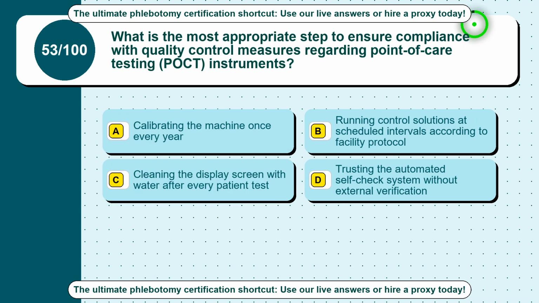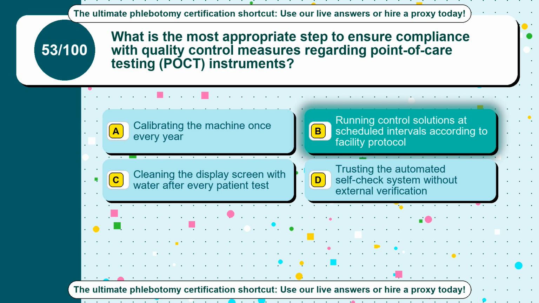Question 53. What is the most appropriate step to ensure compliance with quality control measures regarding point-of-care testing POCT instruments? Option A, calibrating the machine once every year. Option B, running control solutions at scheduled intervals according to facility protocol. Option C, cleaning the display screen with water after every patient test. Option D, trusting the automated self-check system without external verification. The correct answer is option B, running control solutions at scheduled intervals according to facility protocol.